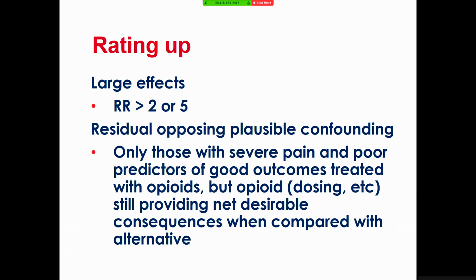So increasing the certainty, based on the literature that is out there, has to do with how large, for instance, relative treatment effects or absolute treatment effects may be. And again, a specific criterion that may be applicable here relates to when residual opposing plausible confounding still predicts an outcome. An example would be that only those with severe pain and poor predictors of good outcomes are treated with opioids, but opioids still provide net desirable consequences compared with the alternatives. So when the research predicts that it shouldn't work, but it does work, that's that type of example.